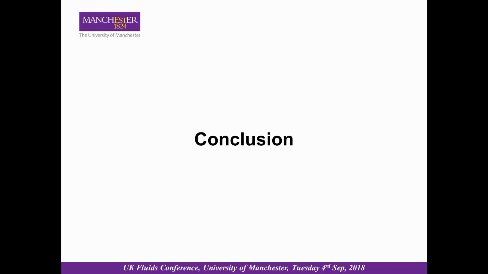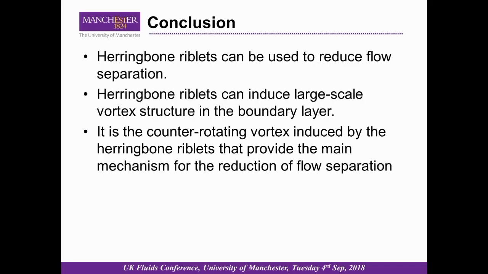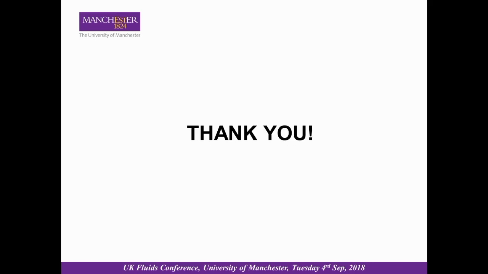So, a brief conclusion. We see that riblets can be used to reduce the flow separation, and they can induce large-scale vortex structures in the boundary layer. It is the counter-rotating vortex induced by the riblets that helps reduce the flow separation. And that's it. Thank you.